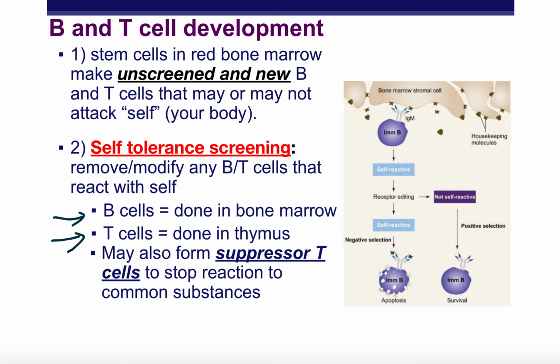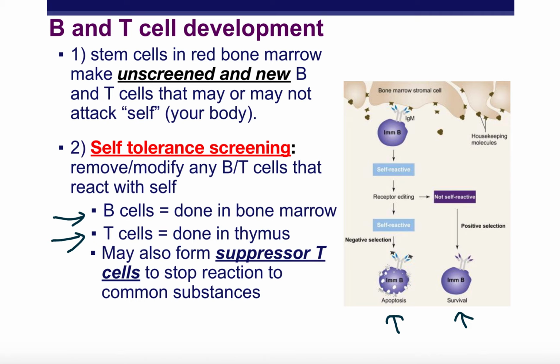Your B cells, on the other hand, are going to hang out in the bone marrow. And if you happen to have a B cell that reacts with your body, it's going to do one of two things. It will either kill that B cell or it will try to modify that B cell so it stops attacking your own body. With a T cell, on the other hand, if it reacts at all with your body, your thymus will induce it to die, will make it die.